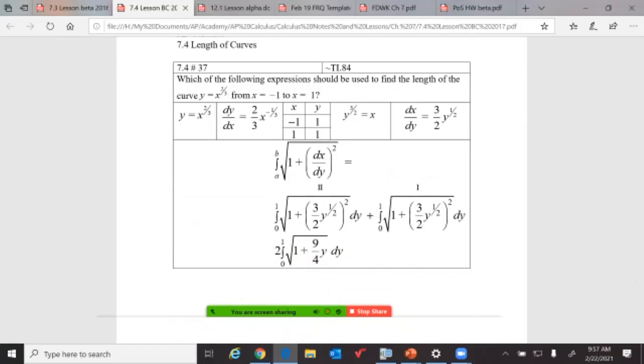What'd you get? You get x equals y to the 3/2. Correct. But you have to take the derivative of that. So the derivative of that would be 3/2 y to the 1/2. And when you square that, you would get 9/4 y to the 1st. You went from 0 to 1, the graph's symmetric, they want -1 to 1, so you'd have to double that. But that's where the answer's coming from.